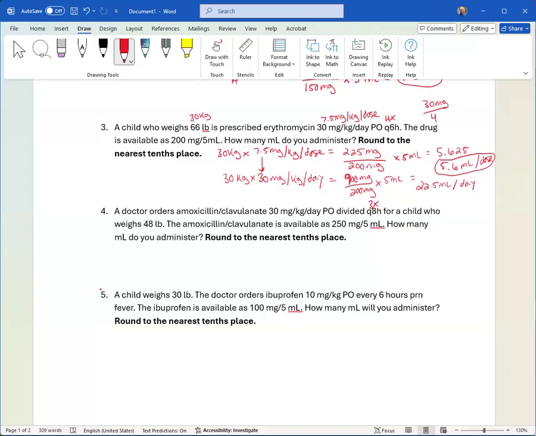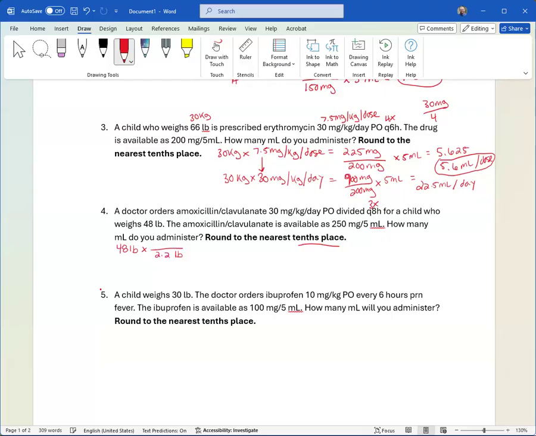So again, this isn't entirely clear about whether they want per dose or per day. So I'm going to give both. This time I'm going to wait to do any rounding until the very end, because 48 divided by 2.2 is 21.818181. So just to be on the safe side, especially since this is pediatric dosage, I'm going to set this up by doing 48 pounds. I'm going to create a long dimensional analysis.